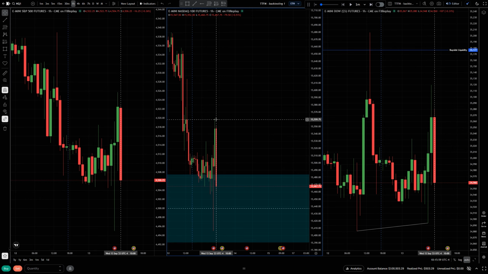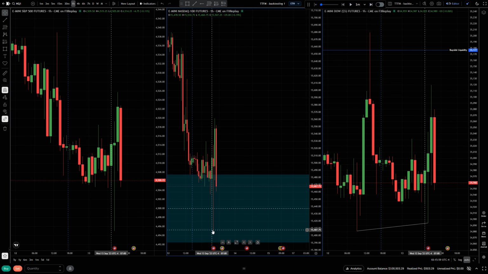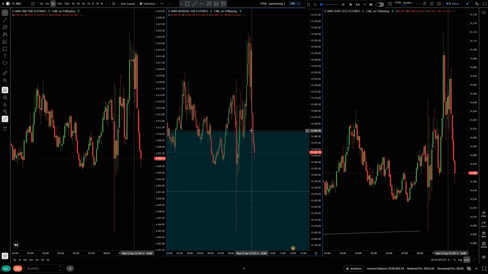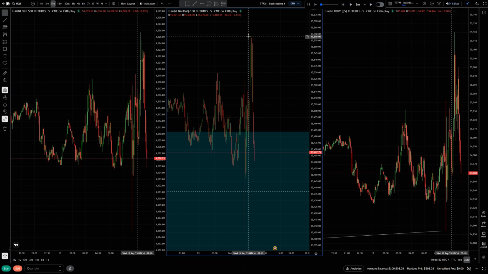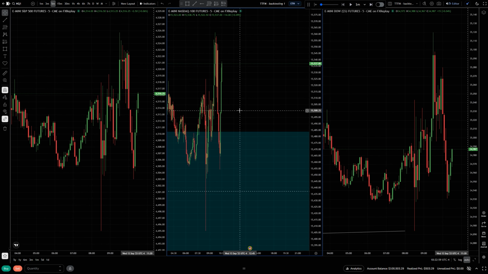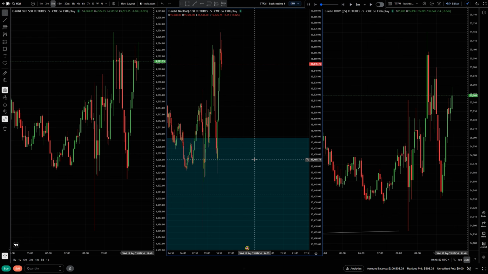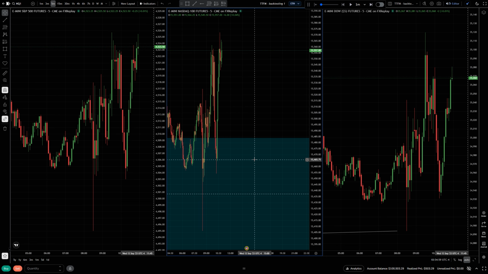The thing is, I don't trust this high being the high of day, but I don't really trust this news wick either being the low of day. So right now we are just inside this huge range, and I just want to see either side get taken and see the reaction. So we take out the high. What do we do now?